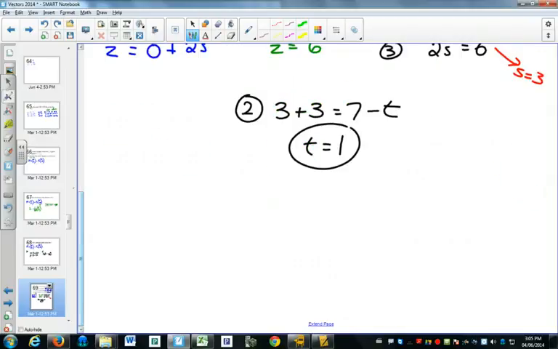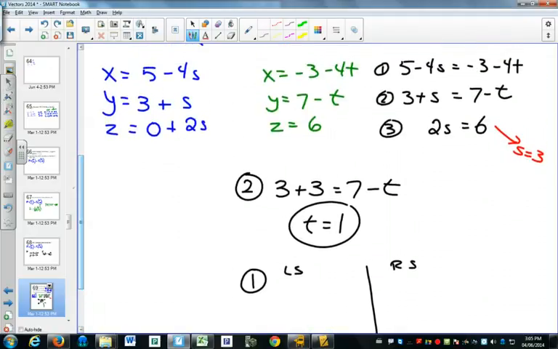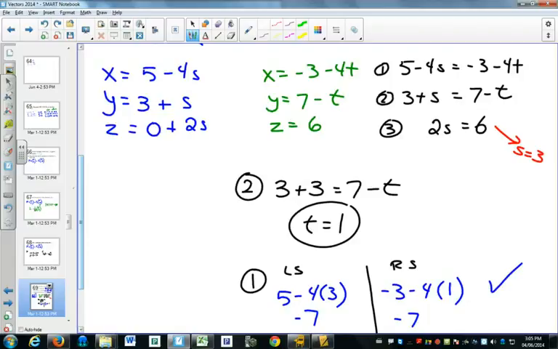Let's just double check equation 1. If the left side and the right side are the same when we plug in s equals 3 and t equals 1. So if I plug in 5 minus 4 times 3 for the s, and I plug in negative 3 minus 4 times t is 1. 5 minus 12 is negative 7. Negative 3 minus 4 is negative 7. This works. So it is true that t is equal to 1 and s is equal to 3. That hasn't found the point that's in common. We just know that there are parameters that will make it work.